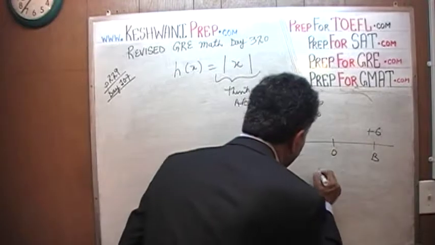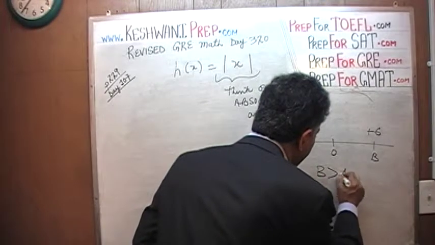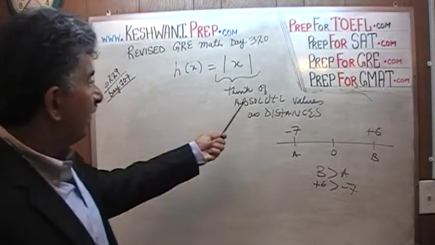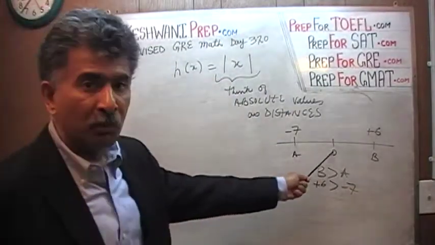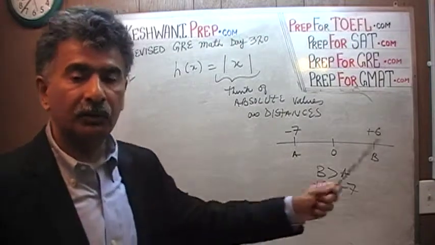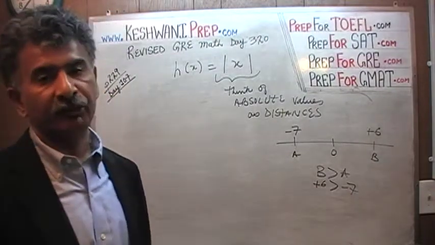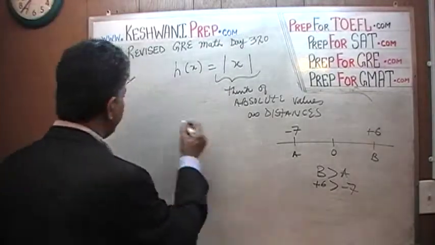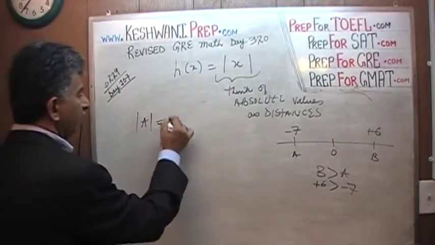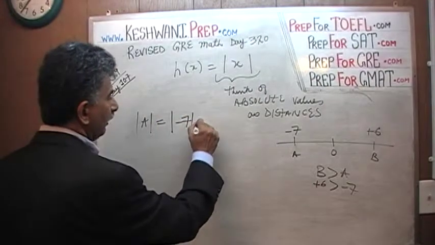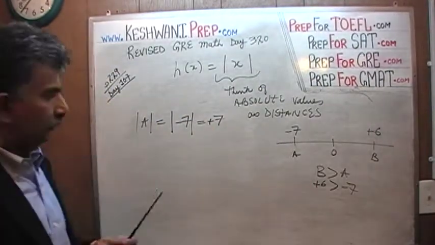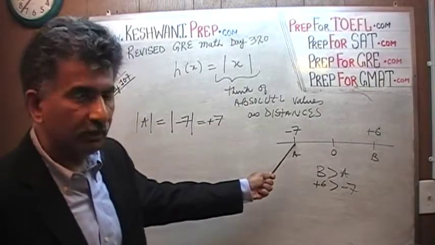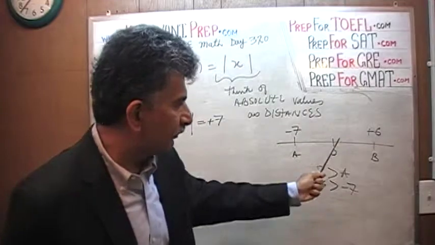In terms of the number line, we can see that B is more than A because +6 is more than -7. But when we talk about absolute value, we're no longer talking about the numerical value in terms of where it falls on the left or the right of 0. We're talking about distances. Therefore, absolute value of A would be the absolute value of -7, which is +7. A is 7 units away from 0, and B is 6 units away from 0.